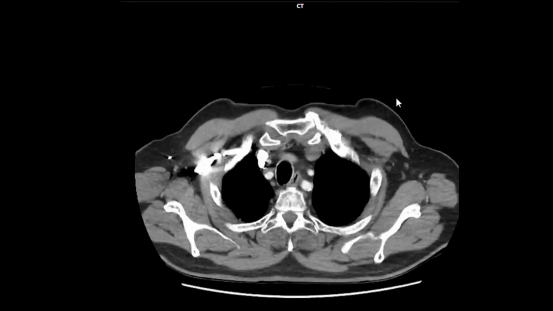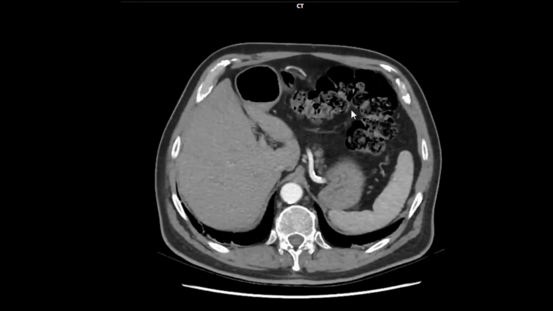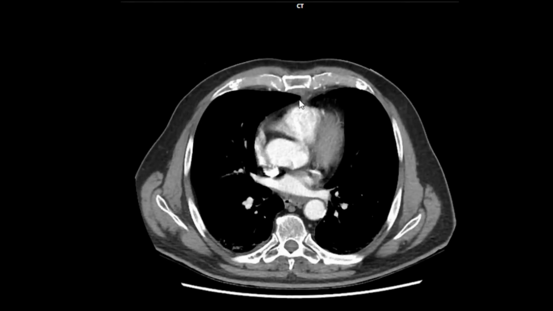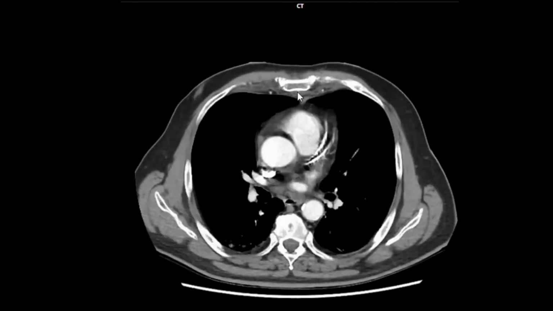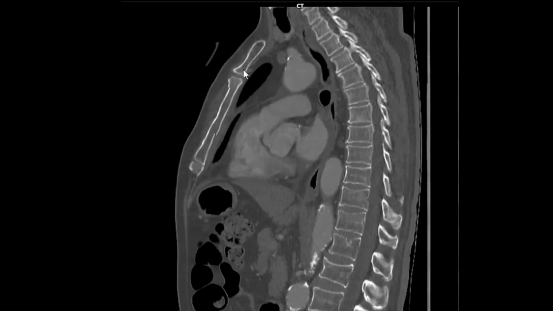Okay, we have a scroll through case here. And this is a little hard to pick up, but we have some abnormal soft tissue density posterior to the sternum. And maybe I can convince you that there might be a little bit of a cortical step off here. The clincher is in the sagittal view, where you can see these minimally displaced sternal fractures. So this is an example of sternal fracture with a little bit of hemorrhage into the anterior mediastinum.